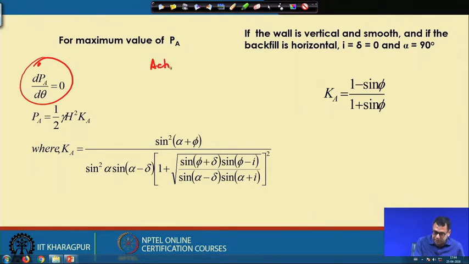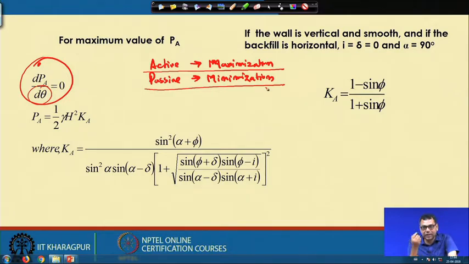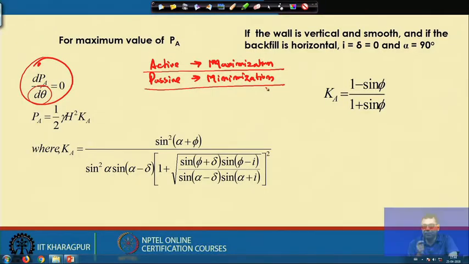So, in the case of active it is maximization, and in the case of passive it is minimization. In both cases you have to make dPAw by d theta equal to 0, because this is the minimization and maximization process and the only variable is theta. Remember that in case of active it is maximization, in case of passive it is minimization. In case of active we choose that theta value such that we will get the maximum force, and in case of passive we will get the minimum force.